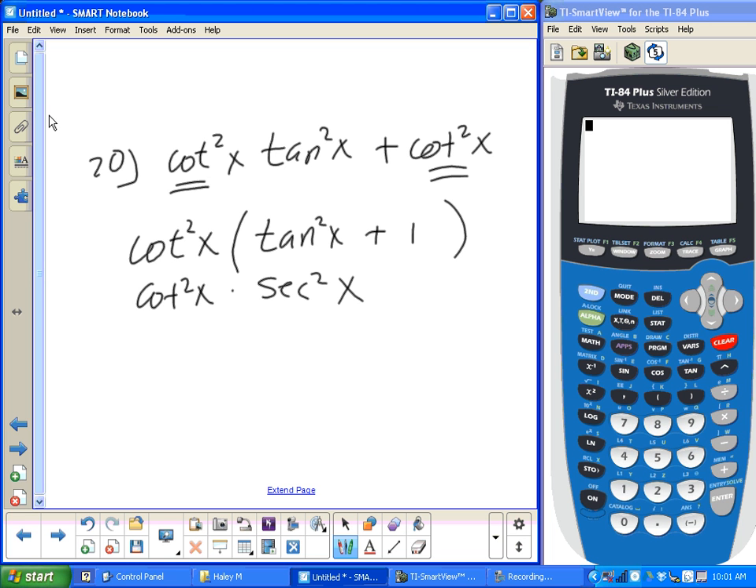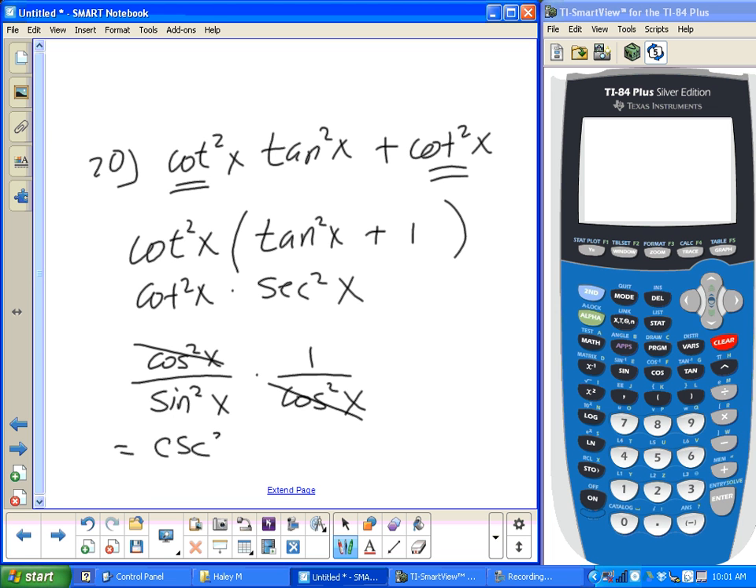Right, change everything to sine and cosine. This would be cosine squared x over sine squared x. Secant would be 1 over cosine squared x. So those will cancel. So let's skip a step here. That's going to give me 1 over sine squared. That's just cosecant squared. All right, what else?